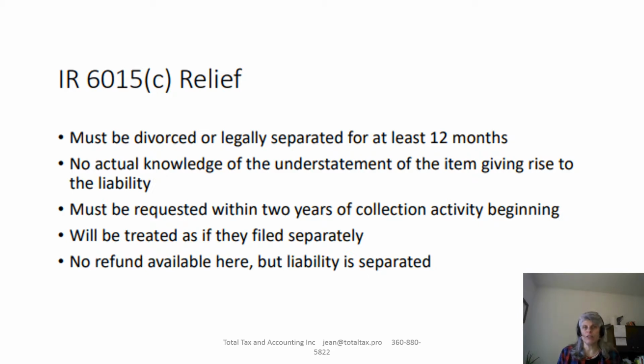So we're going to cover C first. In this case, you must be legally divorced or separated for at least a year. You can have no actual knowledge about the understatement of the item that's giving rise to the tax. So you couldn't have known. The relief must be requested within 2 years of the collection activity beginning. So we're going to ask that we be treated as if the taxes were filed separately. There's no refund available here, but at least if you're in a liability situation, your liability is going to be separated.